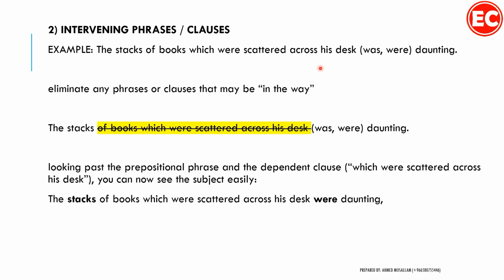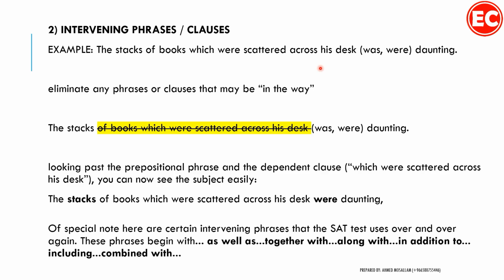I hope this is clear to everyone. One more rule that I need you to take care of, because it comes regularly in the SAT test, which are these words: as well as, together with, along with, in addition to, including, and combined with. All these words, we do not consider the subjects for anything that comes after them. Only the words that come before it are the subject. But what comes after is not a part of the subject at all.